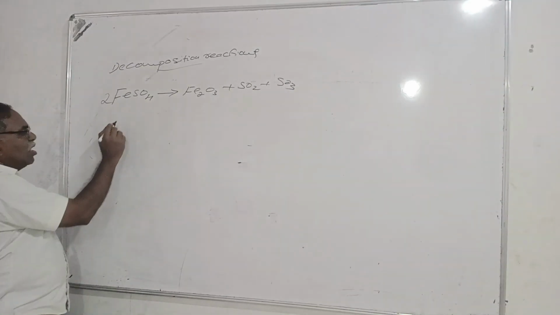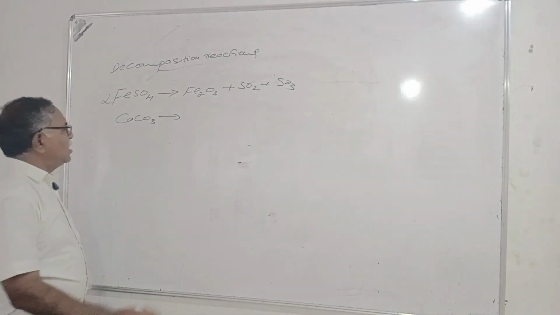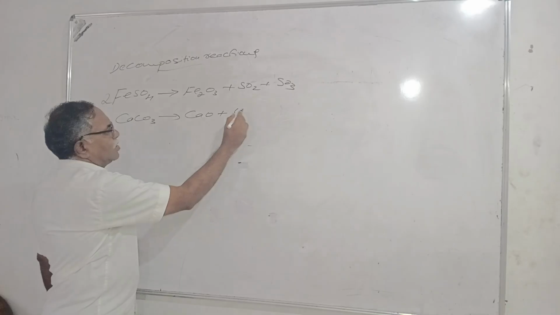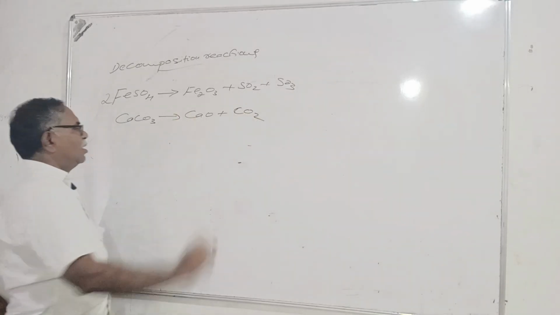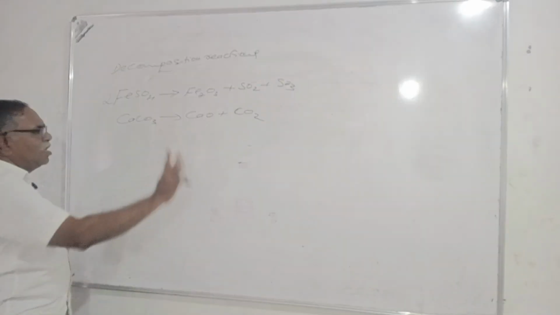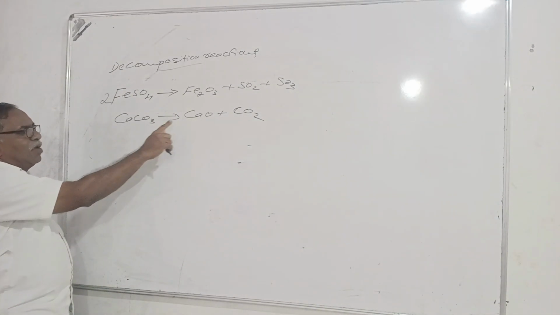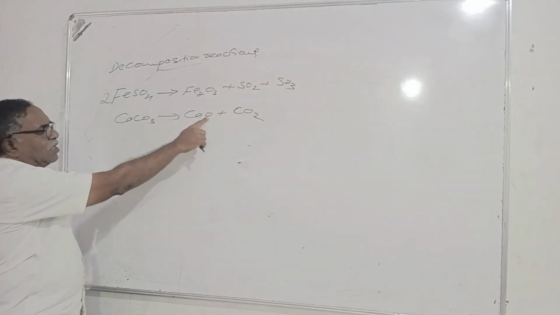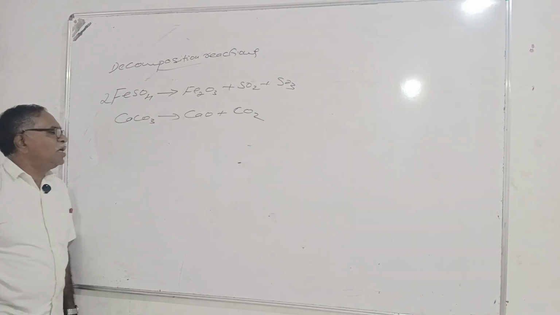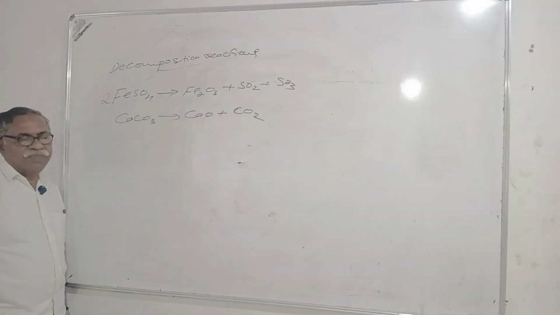Similarly, calcium carbonate, when it is heated, will decompose into calcium oxide plus carbon dioxide. This calcium oxide is quicklime. Yesterday we said, when it is put into water, we get calcium hydroxide. So when calcium carbonate is heated, calcium oxide and carbon dioxide are produced. Since the decomposition takes place due to heating, we call it thermal decomposition.